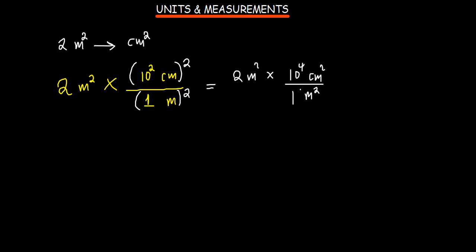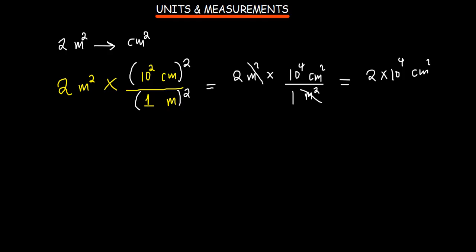So at this point, this meter squared can cancel the meter squared, and so the answer will simply be 2 times 10 to the power 4 centimeters squared. So this is how we make the conversion here. Hope that's okay.